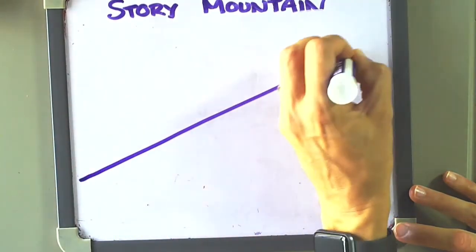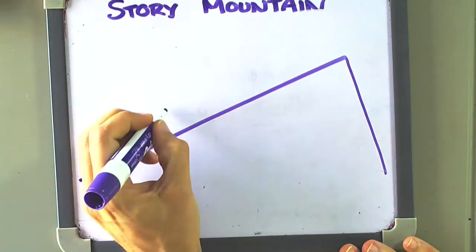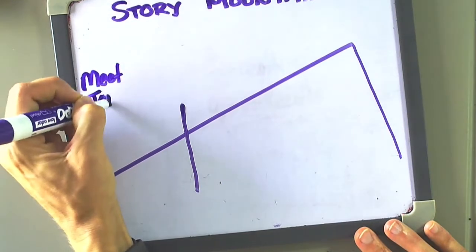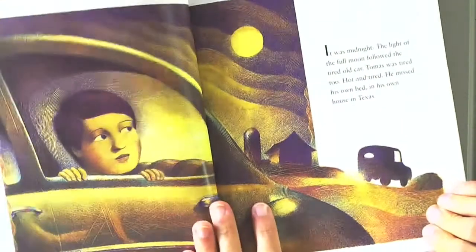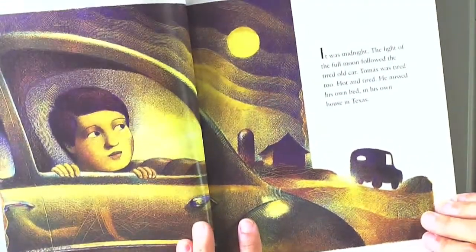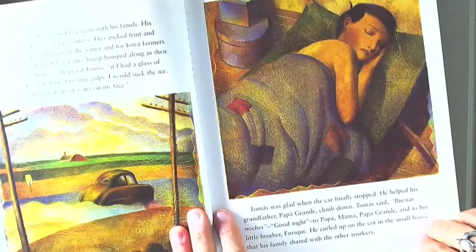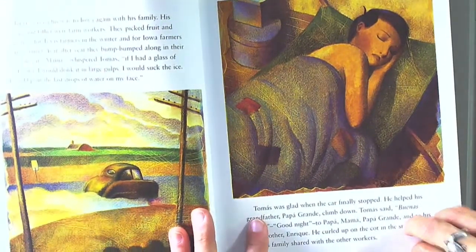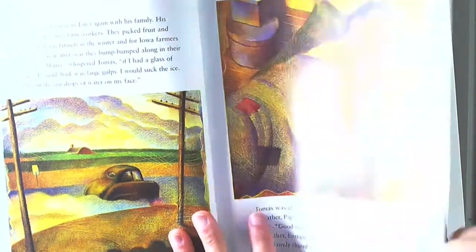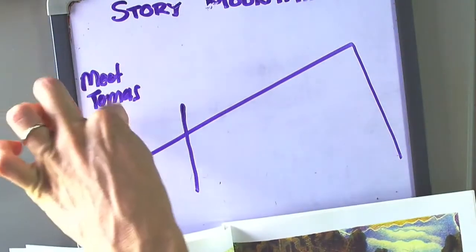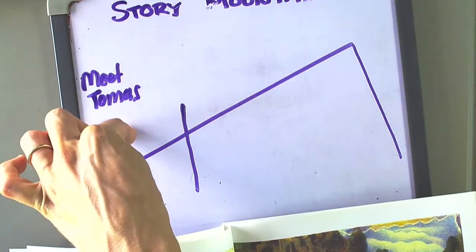okay, we'll draw this again. In the beginning of the story, we meet Tomas, and we learn, I'll just flip through the pages. We learn about his family, that they are migrant workers, right? So they moved from Texas to Iowa and spend half the summer. So it's really hot. He just sleeps on a cot. So we're getting lots of information about his life. Okay? So there's the beginning of the story. We meet him and his family, and we learn little bits about his story.